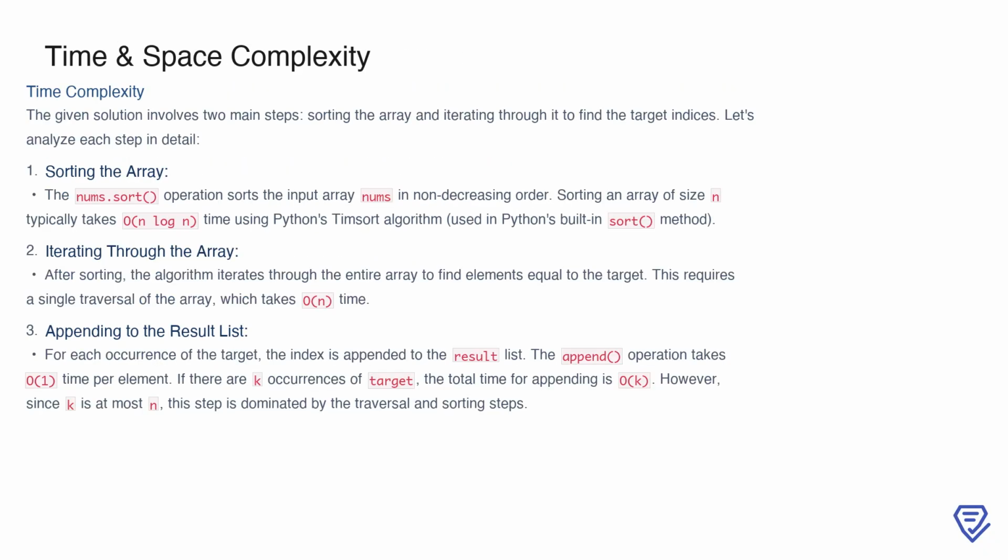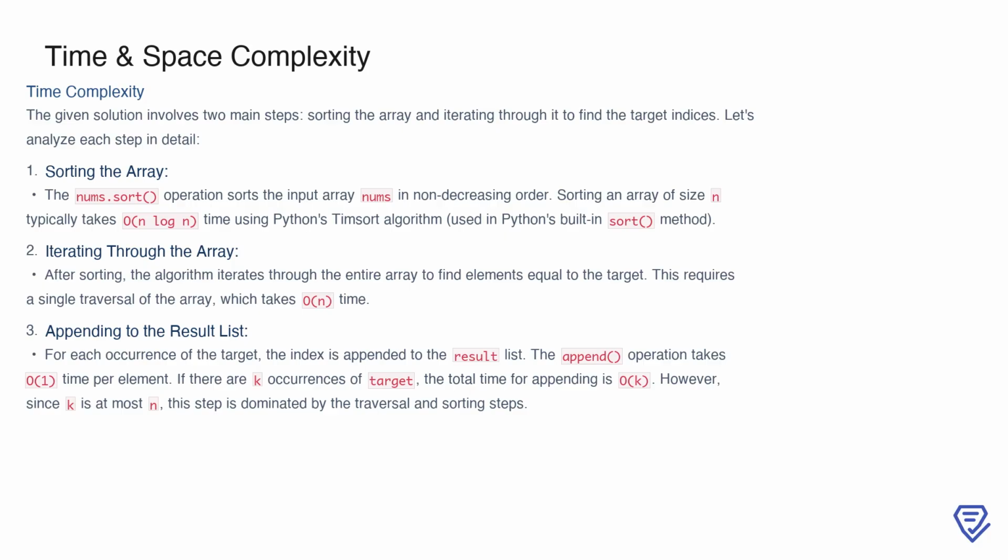To analyze the time complexity of our solution, we need to break it down into its two main components, sorting the array and iterating through it to find the target indices. First, we have the sorting step. Here, we use Python's built-in sort method, which relies on the timsort algorithm. This algorithm offers a time complexity of O(n log n) for an array of size n.